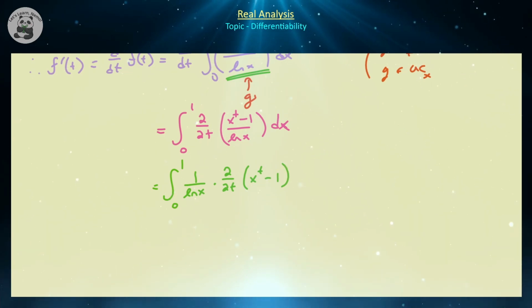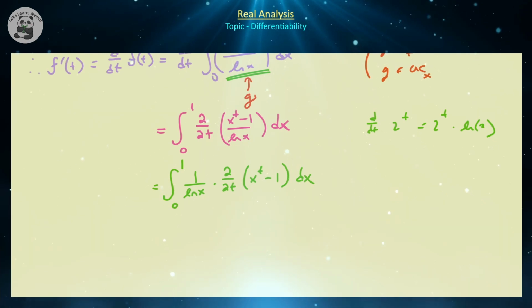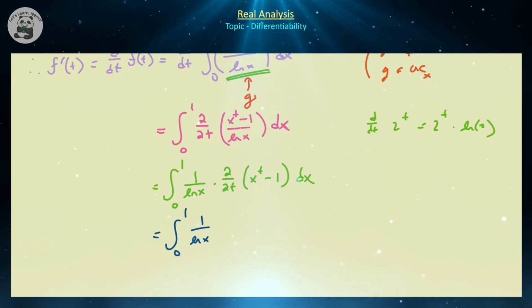The derivative of 1 is just 0, and the derivative of x to the t is just a logarithmic derivative, because it's almost like the derivative with respect to t of 2 to the t, which we know is 2 to the t times the natural log of 2 from our fundamental rules. So once we perform that, we're going to have the integral from 0 to 1 of 1 over the natural log of x, times x to the t times the natural log of x minus 0, dx.